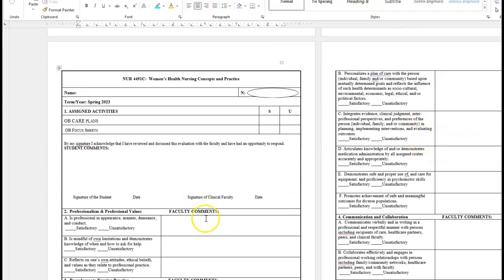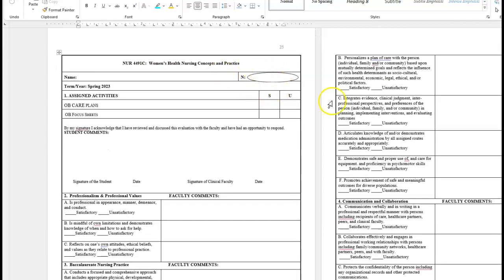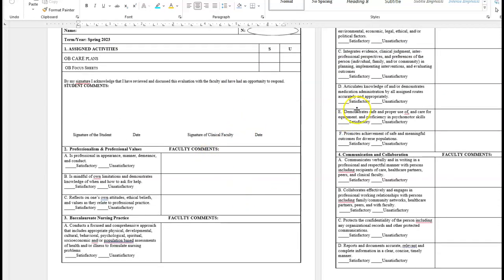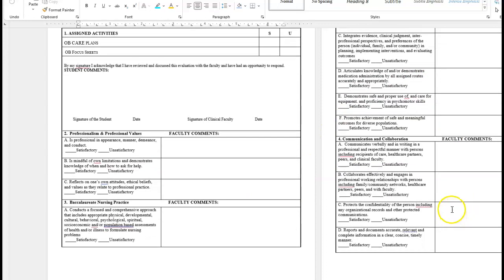And then this, and final, is your nursing concepts evaluation for clinical practice. You will turn this in to your clinical professor the first day of clinical. And make sure you put your name, your ID number, and your faculty will put comments on here for you.